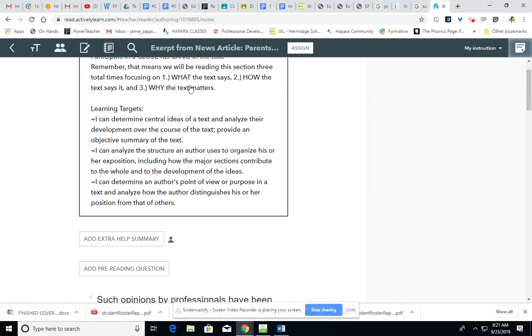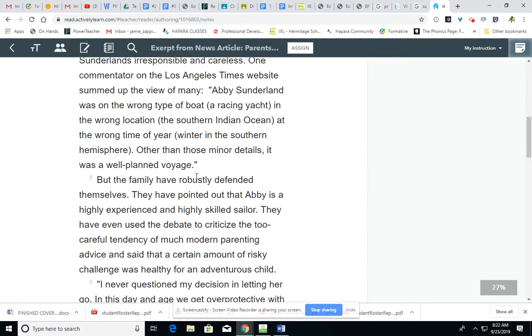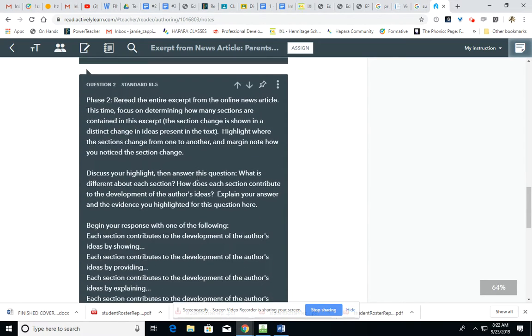After we do that, we will reread the text for our second phase. Our second phase is how the text says it. In other words, the way in which the author communicates in his words. So as we're looking at the how, we're going to get a little bit more analytical, a little deeper in the reading. You're going to reread that entire excerpt from the news article.